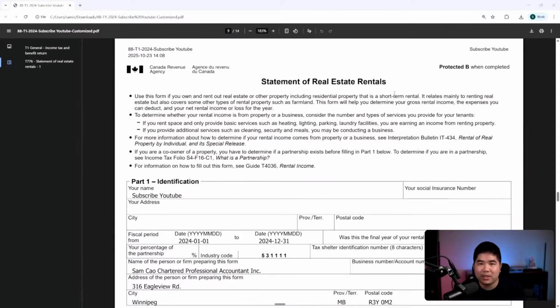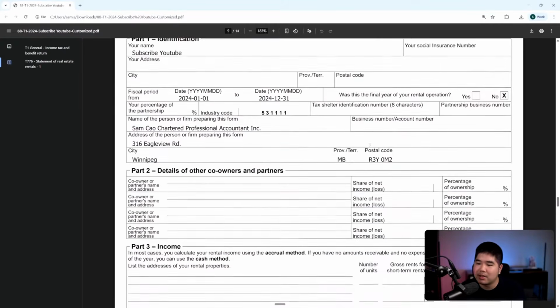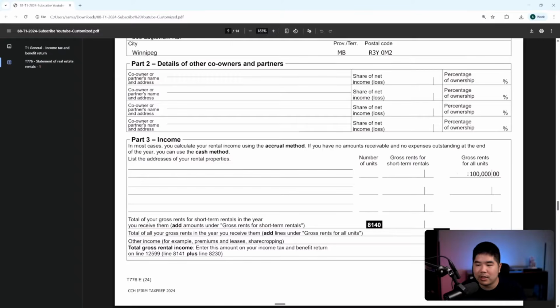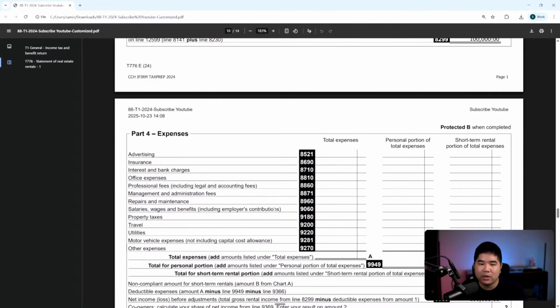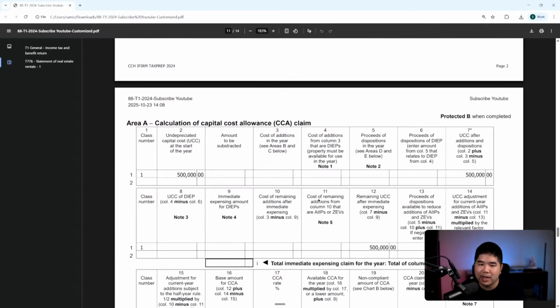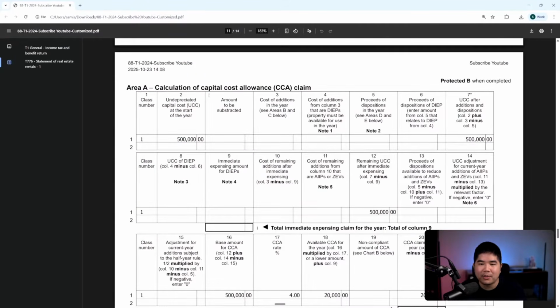So when you have a rental property that you own personally, you will have to complete this schedule on your T1 personal tax return. This schedule is called Statement of Real Estate Rentals, T776. So here you will report your rental income, let's say $100,000. And then in part 4, you can claim relevant expenses such as advertising, insurance, interest, and bank charges, and so on. And if you scroll a little bit further down, there's an Area A, calculation of capital cost allowance or tax depreciation. So here you can actually add the cost of your building, not land, just the building, and then claim a portion of that cost as an expense.